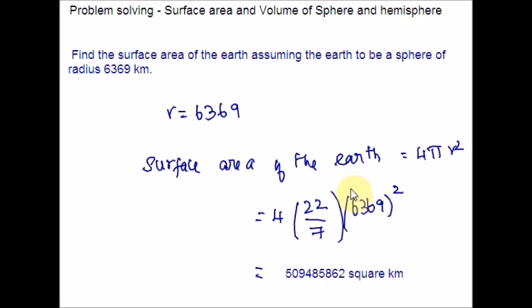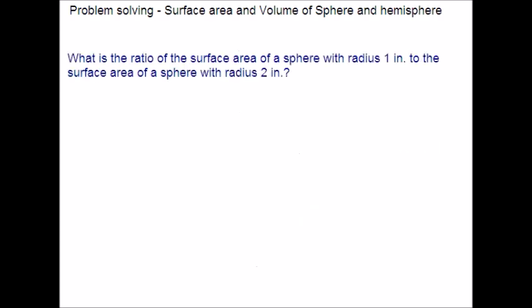So sometimes you may also get a word that represents the sphere and hemisphere. Instead of the direct word sphere and hemisphere, you may be given any shape, any word that denotes the same shape. Hope you are clear with this example now. Okay, let us move on to the next example. Here is our next word problem.